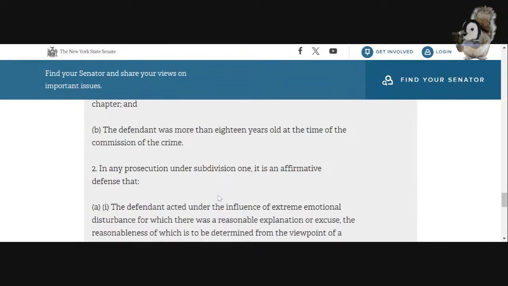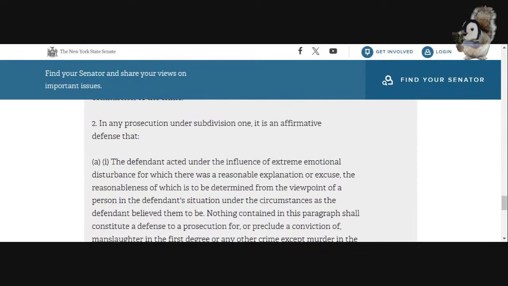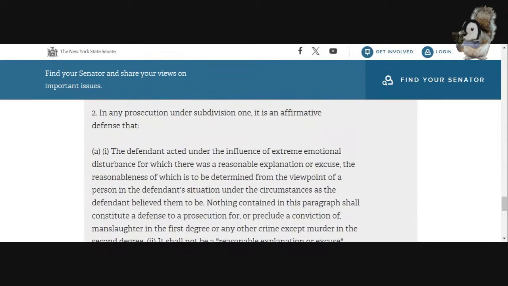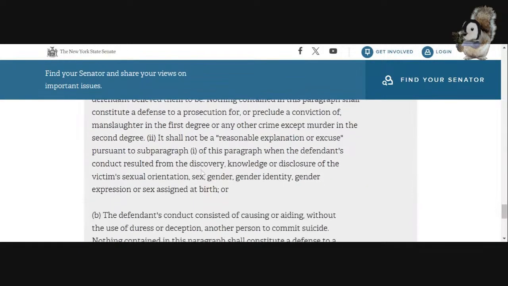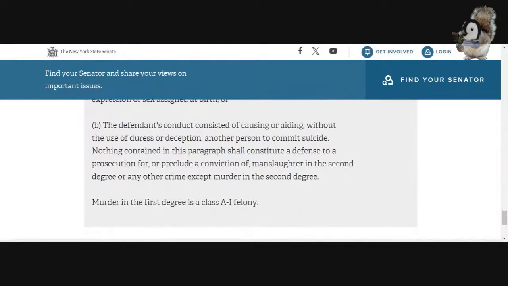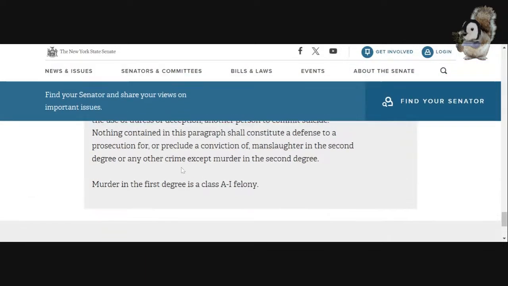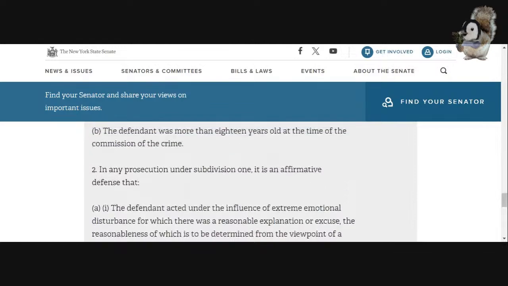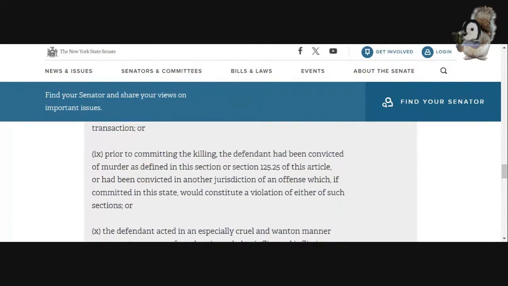And then just to take a look at this, it's an affirmative defense. So these are their affirmative defenses. The defendant acted under the influence of extreme emotional disturbance for which there was a reasonable explanation or excuse. Defendant's conduct consisted of causing or aiding, without duress or deception, another person to commit suicide. Interesting.